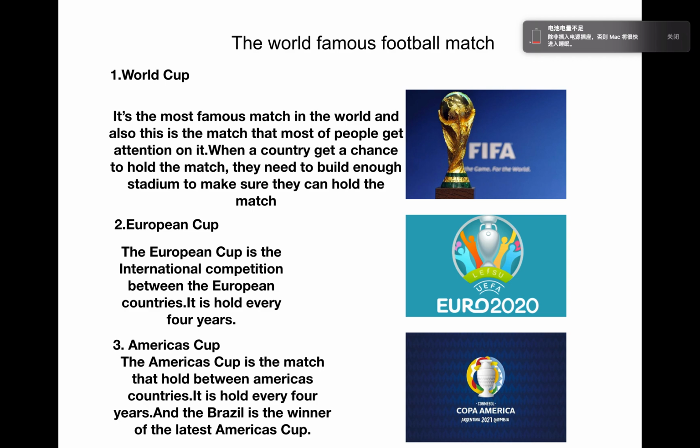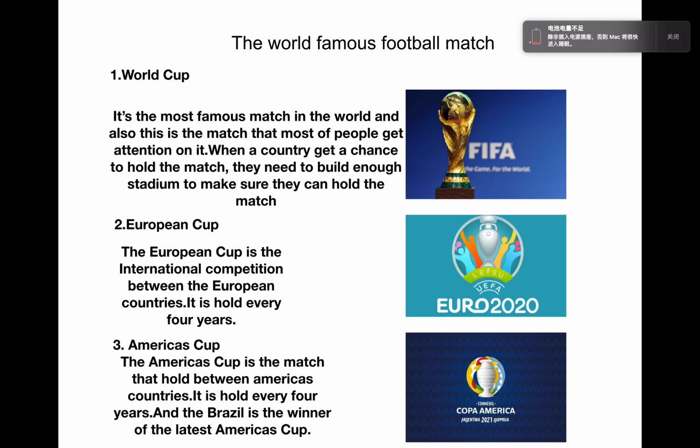Going on from the European leagues, let's talk about the world famous football matches. The first one is the World Cup. It's the most famous match in the world, and also the match that most people pay attention to. People will watch the World Cup with their friends in the bar, in the stadium, or even at home, using their TV or their laptop. When a country gets a chance to host the tournament, they need to build enough stadiums to make sure they can hold the matches.